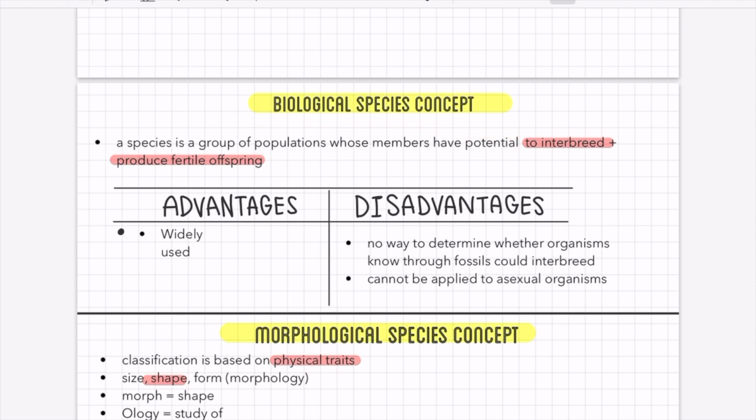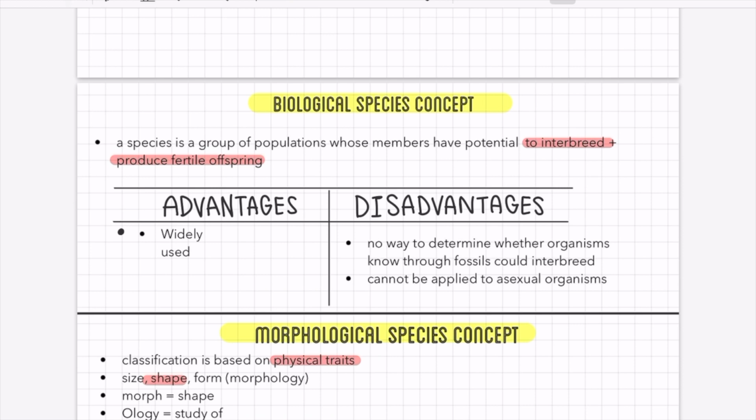Now, this concept defines a species as a group of populations whose members have the potential to interbreed and produce fertile offspring. This is super important to this concept, and just to clarify, fertile offspring means that the offspring are capable of producing more offspring.